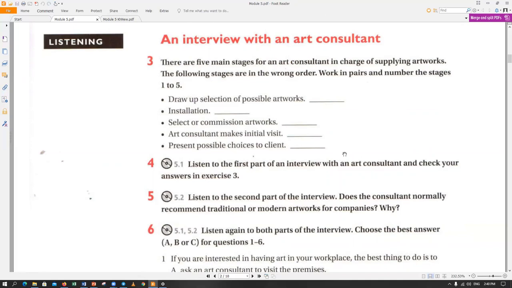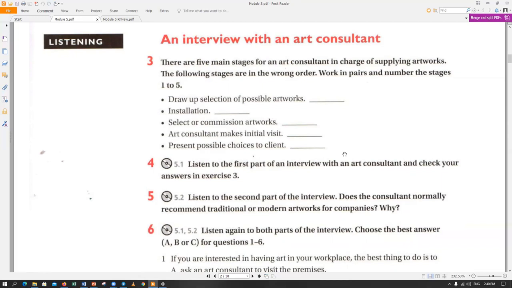Okay. And then exercise four, listen to the first part of the interview with an art consultant and check your answer in exercise three. Okay. And then exercise five, listen to the second part of the interview. Does the consultant normally recommend traditional or modern artwork for companies and why?